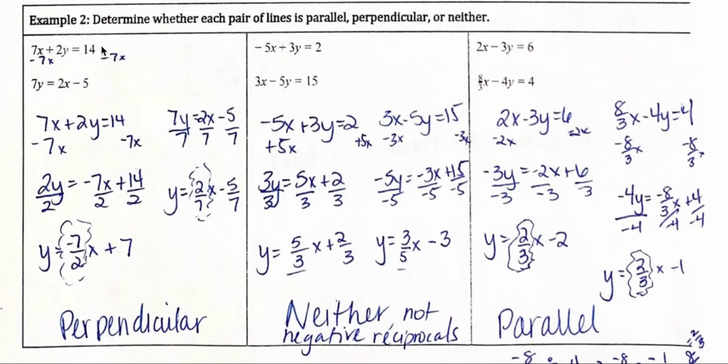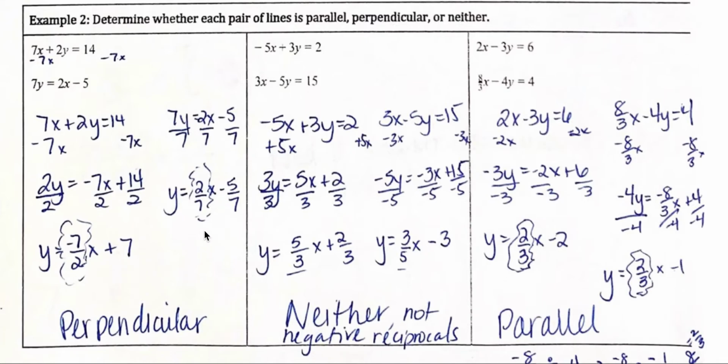Okay, so this first equation I'm manipulating over here, the second equation on the right-hand side. What you're going to do is subtract 7x from both sides. So you get 2y equals negative 7x plus 14. Then you're going to divide each term by 2. So you will get y equals negative 7 halves x plus 7.